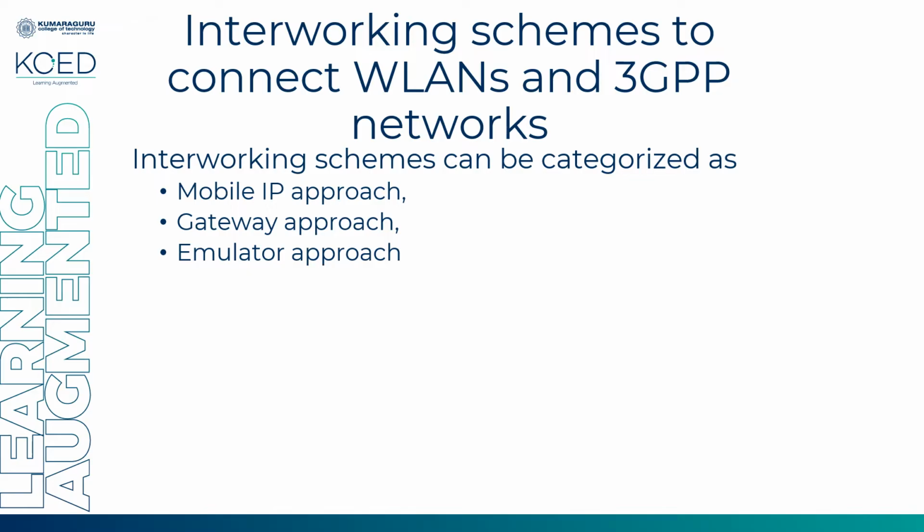And how can this be implemented? From the user point of view, it's my choice. From the implementation point of view, is it really feasible to provide these internetworking schemes to connect wireless LAN and cellular network? Basically there are three different approaches used to provide this internetworking service. They are the mobile IP approach, gateway approach, and emulator approach. Let us see each one.